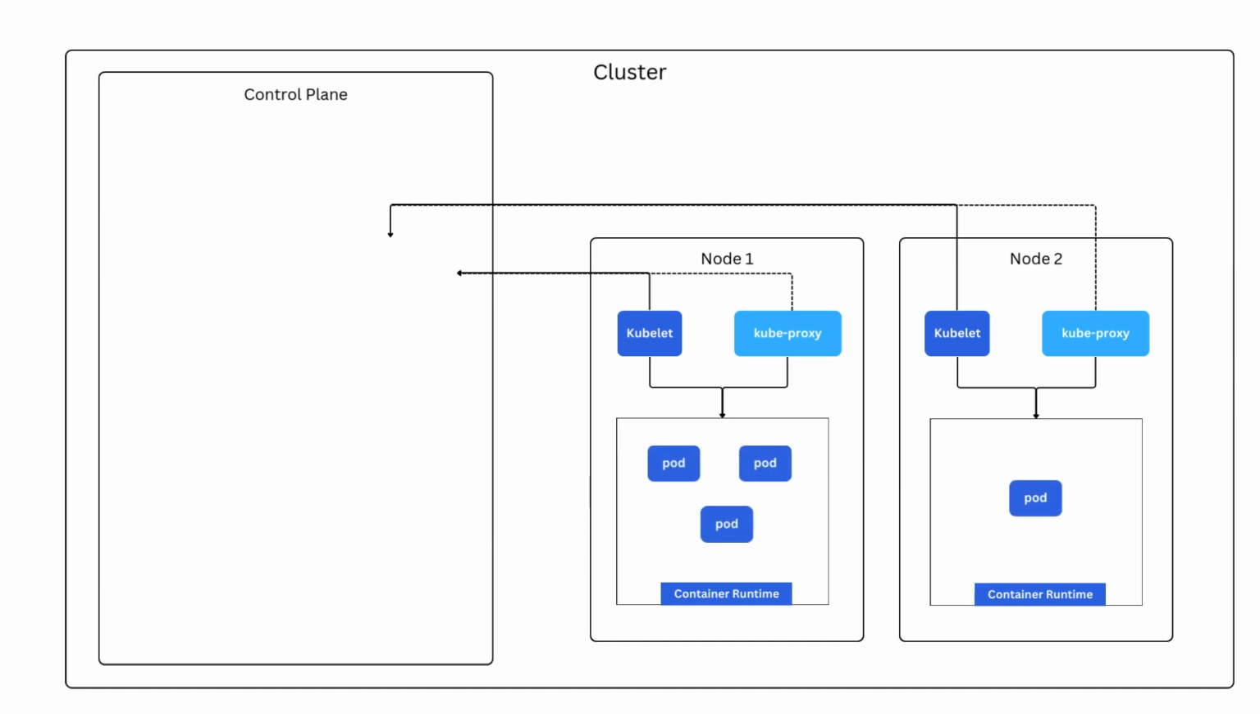Above the nodes is the control plane, which acts as the brain of the Kubernetes cluster. It manages the scheduling, scaling, and the overall state of the cluster. The main components of the control plane include the API server, the front end for the cluster where all administrative tasks are handled. It serves as a central communication point for the cluster components. etcd, a distributed key-value store that holds all the cluster's configuration data, ensuring consistency across the cluster.